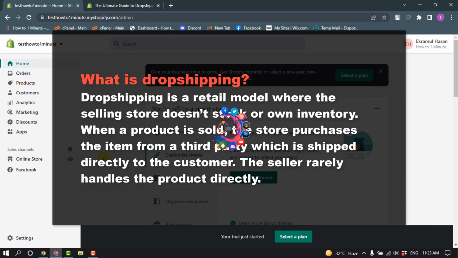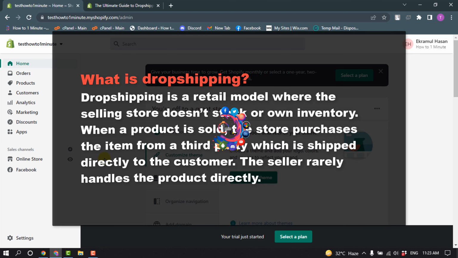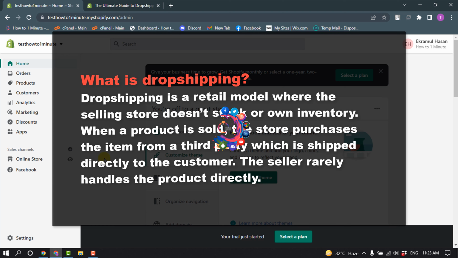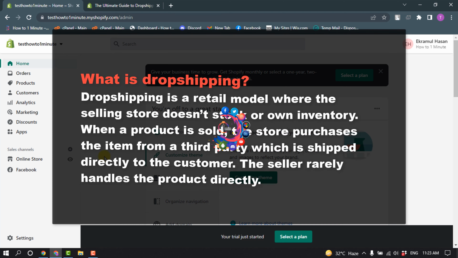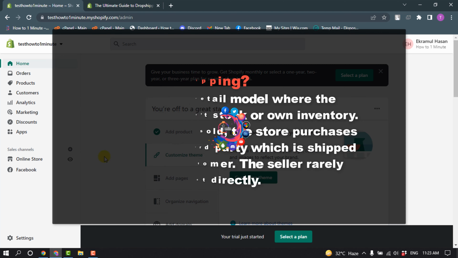What is dropshipping? Dropshipping is a retail model where the selling store doesn't stock or own inventory. When a product is sold, the store purchases the item from a third party, which is shipped directly to the customer. The seller rarely handles the product directly.